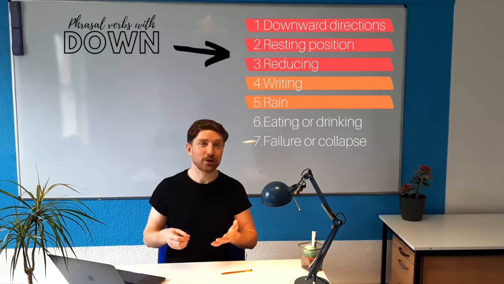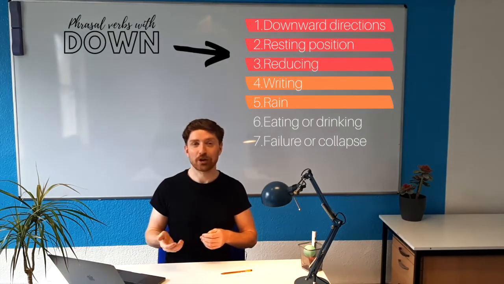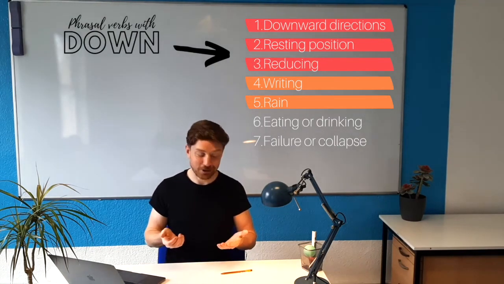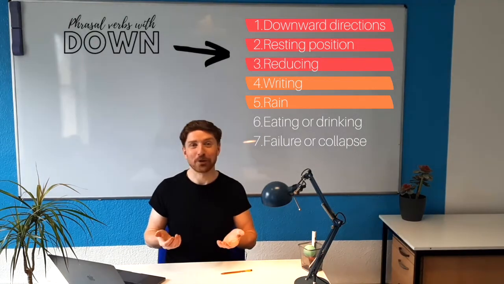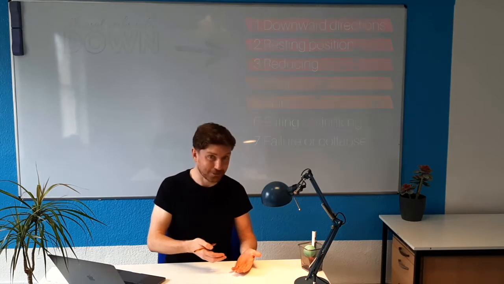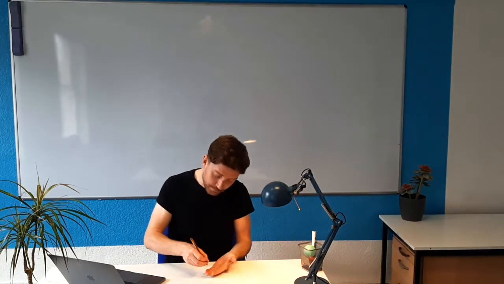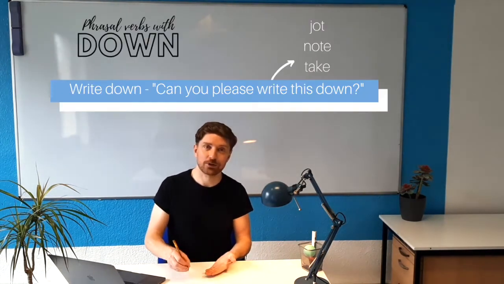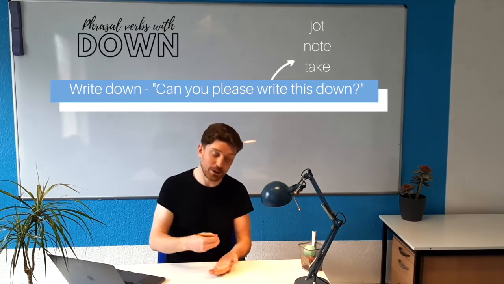So meaning number 4 is when we're talking about writing. Okay, so the reason we use the preposition down when we're talking about writing is because this is the direction that we look when we're writing. So if you have to write something, you'll look down. When, for example, your teacher is speaking, the teacher is explaining something, the teacher might ask you to write something down. Okay, so to write it down means to make a note of it.